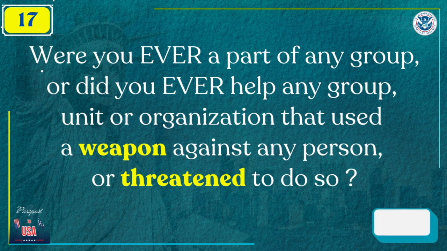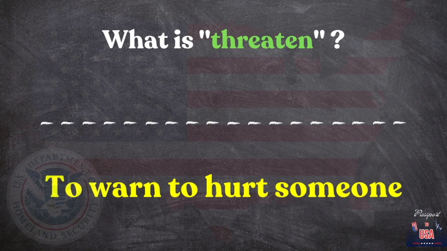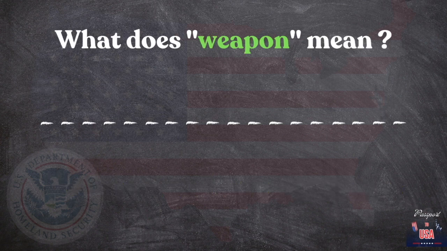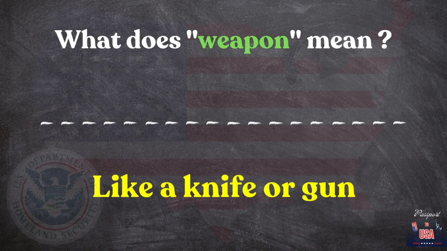Were you ever a part of any group, or did you ever help any group, unit, or organization that used a weapon against any person, or threatened to do so? No. What is threatened? To warn to hurt someone. What does weapon mean? Like a knife or gun.